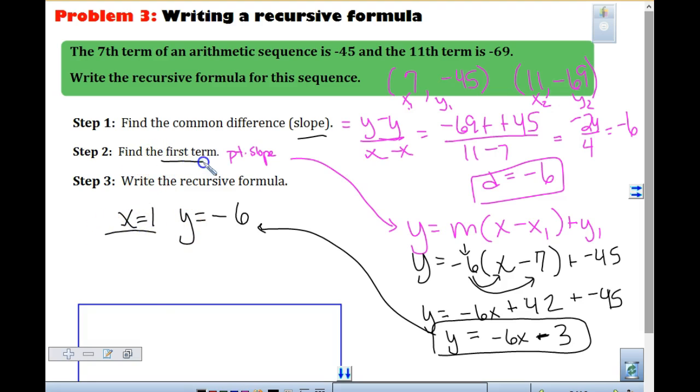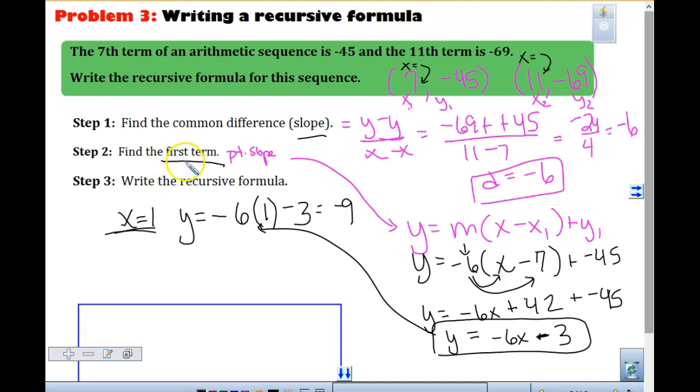We want the first term, right? So here, our x was 7 when it was the 7th term. Here, x was 11 because it was the 11th term. We want the first term, so we're going to replace in this equation x with 1. So -6, we're going to put times 1 minus 3, which would give us, Christian, what? -9.